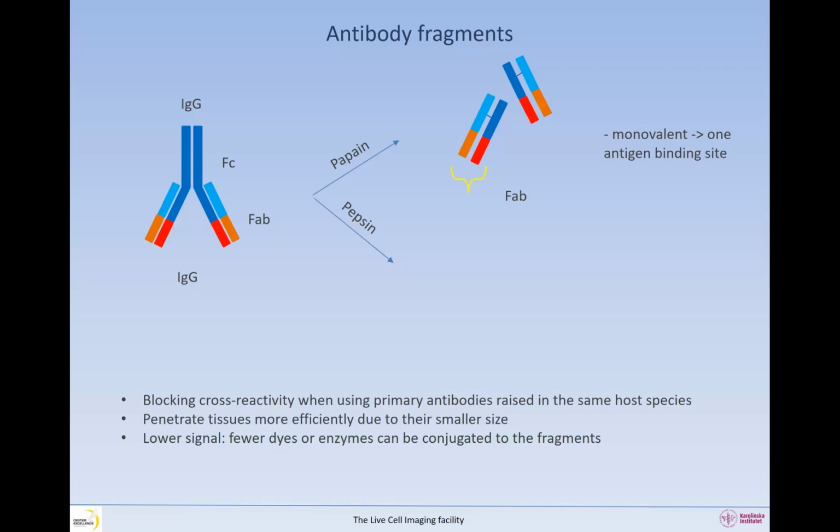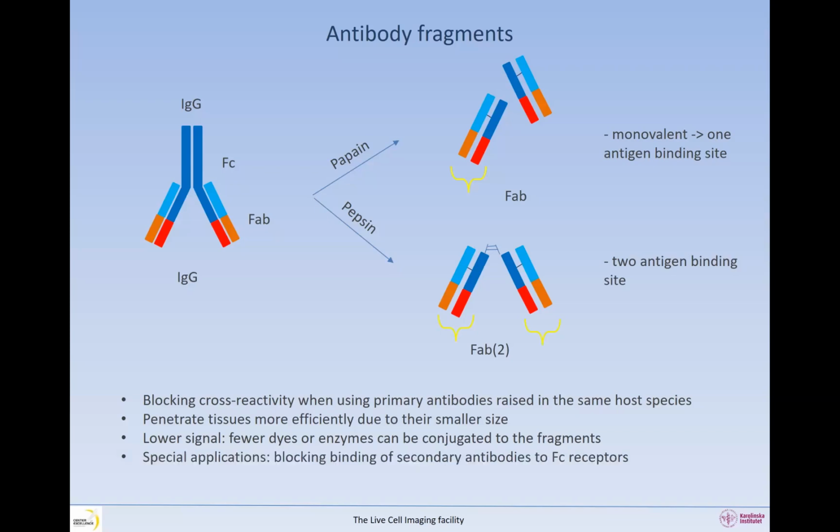Now, if we have another enzyme which we add to digest the IgG, pepsin, for example, this will only remove the Fc part and will keep the Fab parts linked together by this hinge region. And they have two antigen binding sites. They were usually used in special applications, like for example, blocking binding of secondary antibodies to Fc receptors.